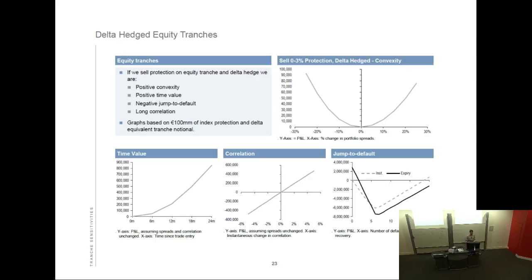So that's the profile of a delta hedged equity.